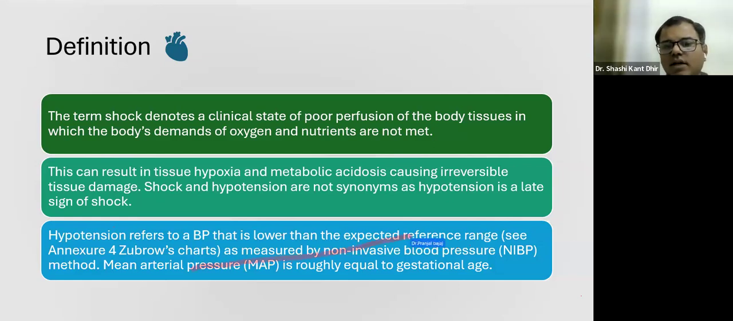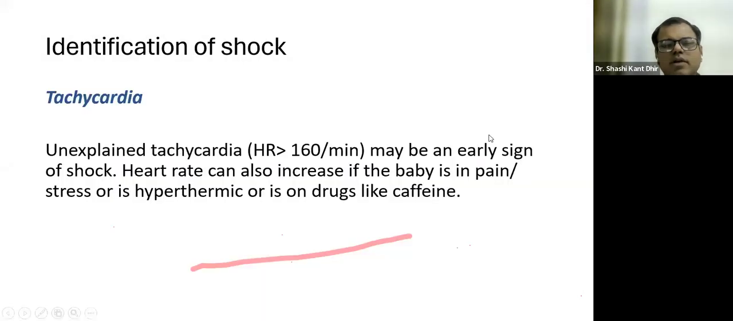Hypotension is a late manifestation. It is important to note that shock and hypotension are not synonymous. The baby might be in shock, but not hypotensive. Once the BP starts falling, then we call it hypotension, right? A BP lower than the expected reference range, like we all see in Zubrow's chart, measured by NIBP. That is hypotension, but there are other features of shock, right? We'll be discussing that.